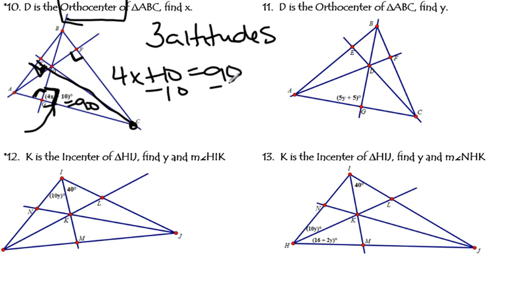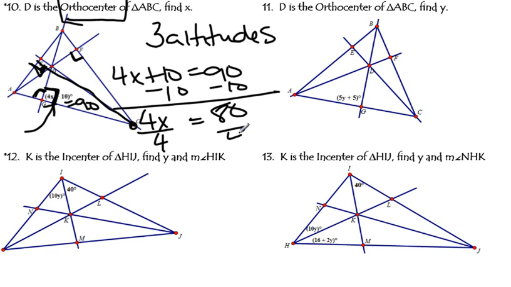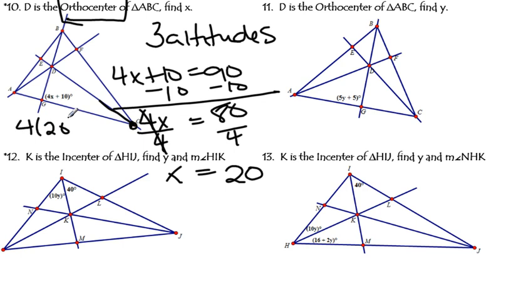I'm going to start off by subtracting 10 from both sides of my equation. That'll leave me with 4x equals 80. Divide everything by 4. So I get x equals 20. I'm going to plug that back in just to make sure I did it correctly. 4 times 20 plus 10. 4 times 20 is 80 plus 10 is 90. And that's what we wanted this angle to equal.